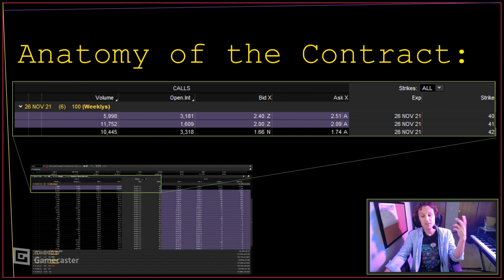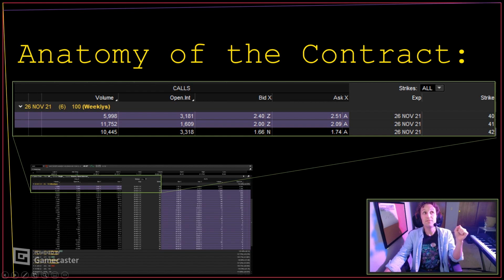Volume is how many of these contracts are trading in a day. Open interest is how many of those options contracts have not been exercised. The bid and the ask is the price you will pay to sell or buy the contract. I have, again, the expiration here, and then the strike on the far right. 2 of these are purple and 1 is black.